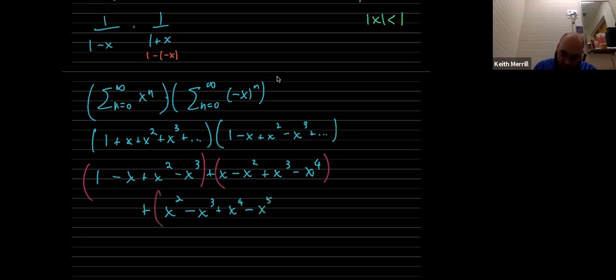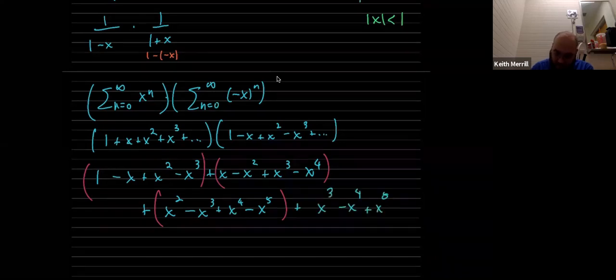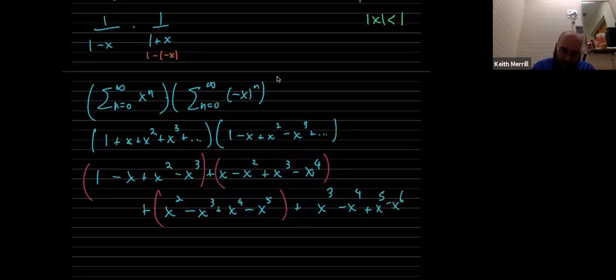So we'll throw some red. Okay, and then finally, plus, and now we're going to do the x cubed term. So x cubed minus x to the 4th plus x to the 5th, minus x to the 6th. All right. And of course, in reality, these terms would keep going. But all I want to understand is, what do the basic terms here look like?